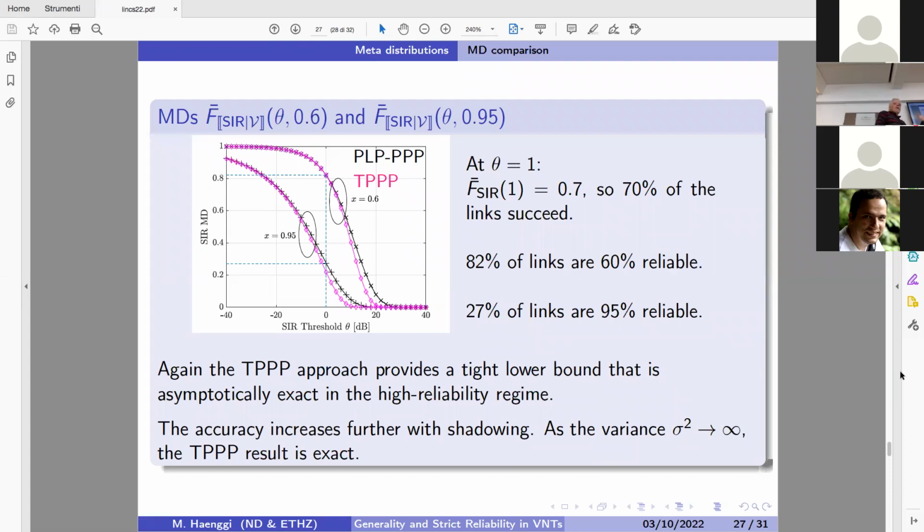Shadowing. Okay, so now we have only Rayleigh fading and distance. If we introduce shadowing, the accuracy of the transdimensional approach increases further. That's because shadowing essentially is like a perturbation of the locations. If shadowing increases, the point process tends to approach that of a Poisson process, which we already have here. It's similar to what has been established by Bartek and co-authors, that for cellular networks with enough shadowing, everything looks Poisson.